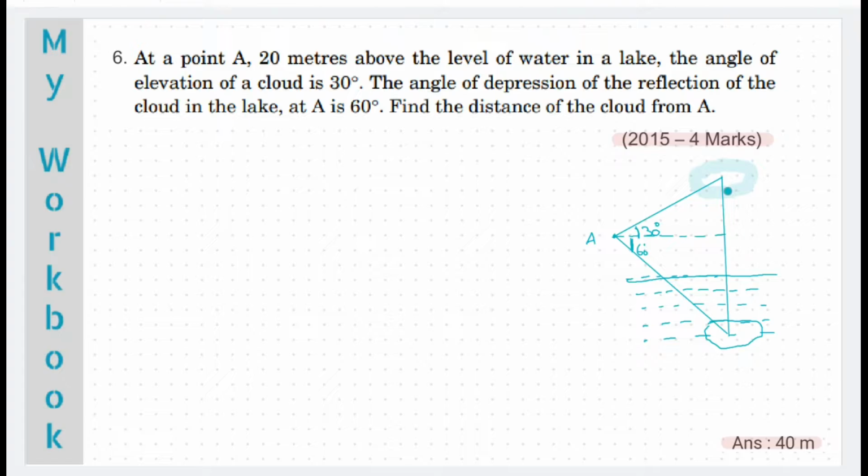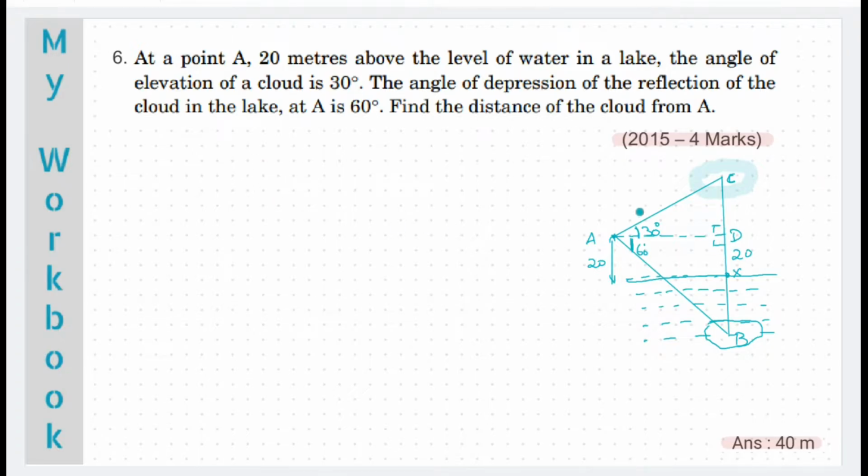We need to find the distance of the cloud from point A. If this is C, then we need to find AC. Let's name the other points as well. Let this be B, D, and this point here be X. It's given that A is at a height of 20 meters above the water in the lake. So this height here is 20. So DX will also be 20. This will be 90 degrees here.